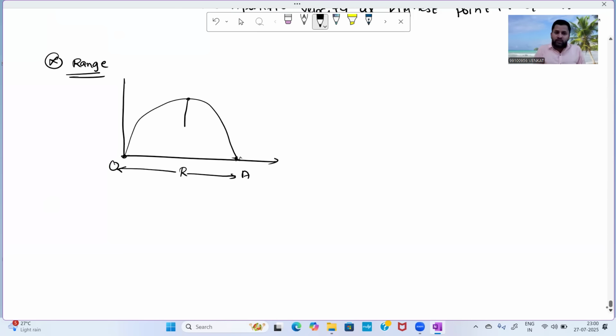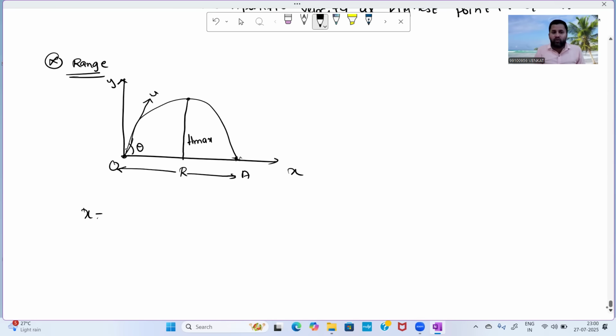And this vertical component is h max. It is projected at angle theta, and the initial velocity is u. This is the y component and the x component, right? So for range, the horizontal distance, we need to consider the horizontal component. What is the horizontal component equation? We need to find the displacement, so we can use the kinematic second equation for the horizontal component.